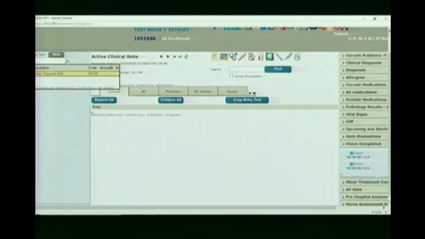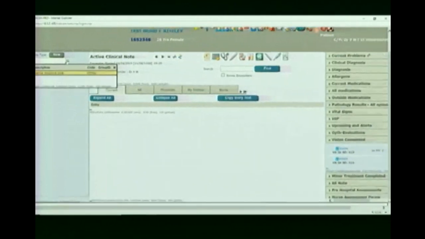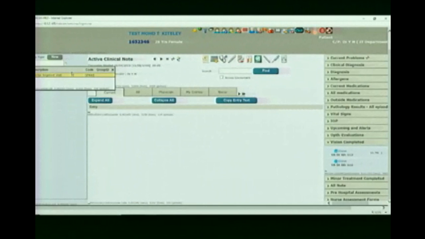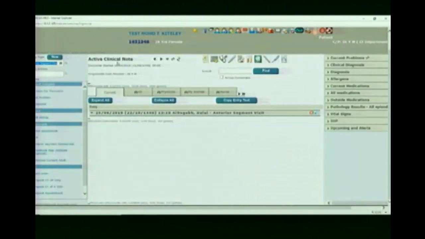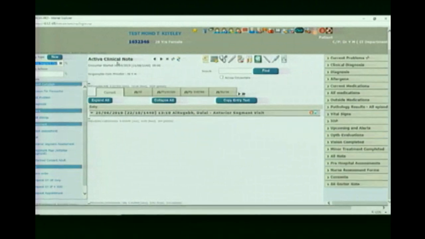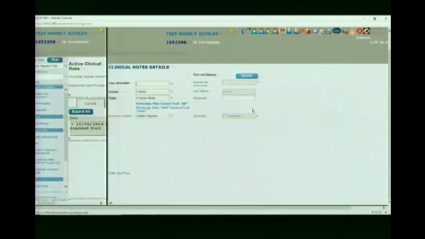For example, I open now anterior segment and click new. On the left side, you can see the actions here or the menu. You can enter a reason for encounter, the reason why the patient visit you, and diagnosis, and you can write your documentation.